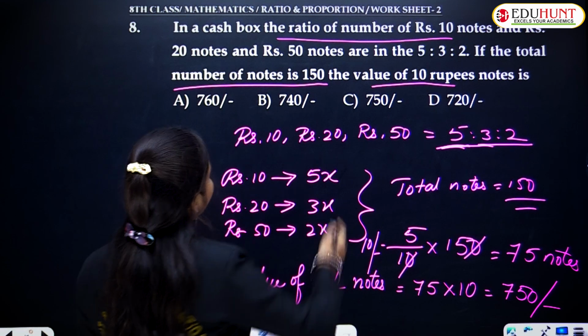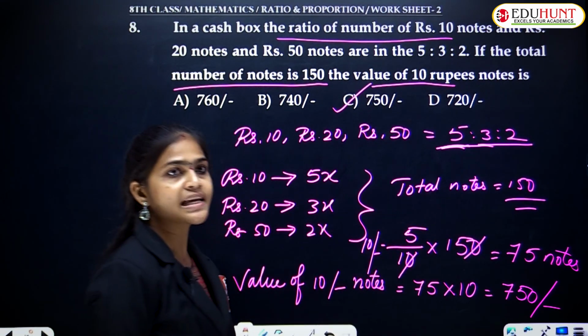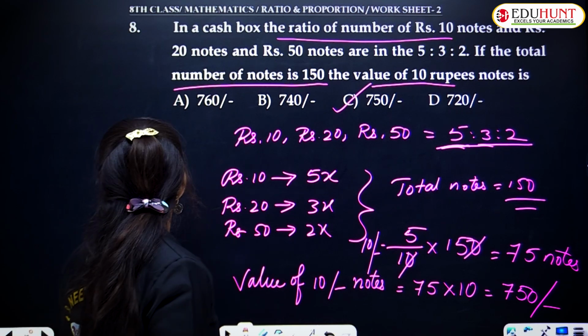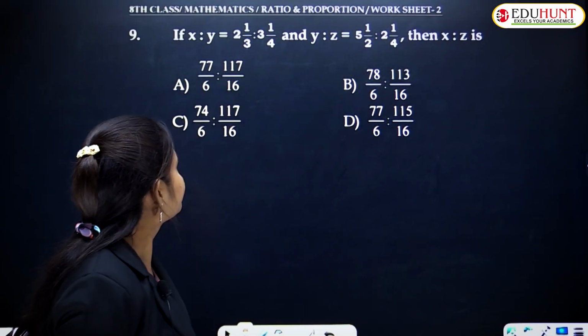Which option is correct here? Yes, option C is correct, that is 750. Clear? Yes.